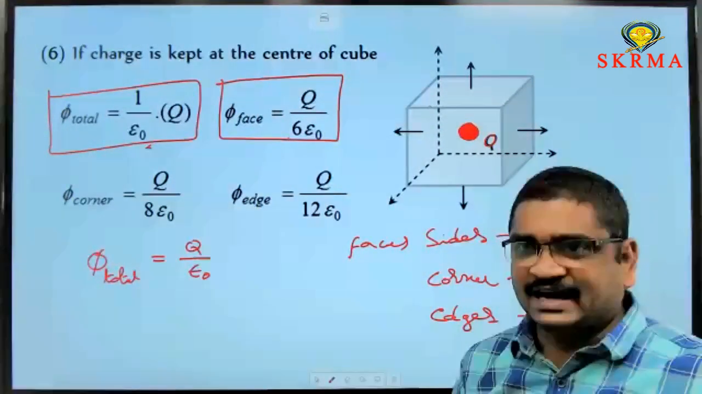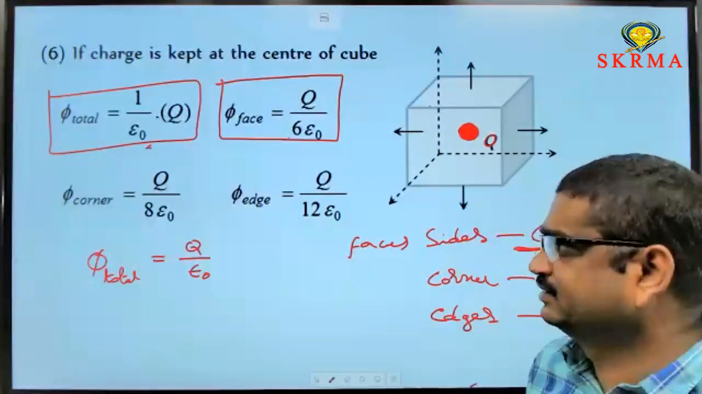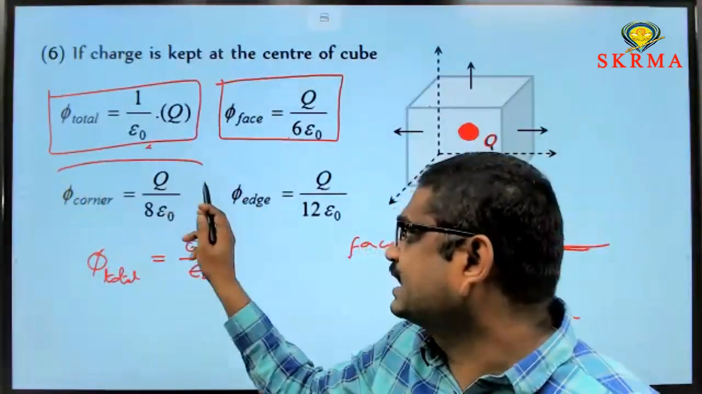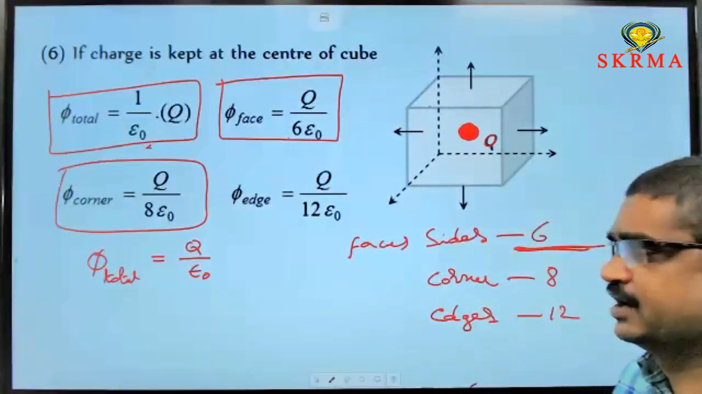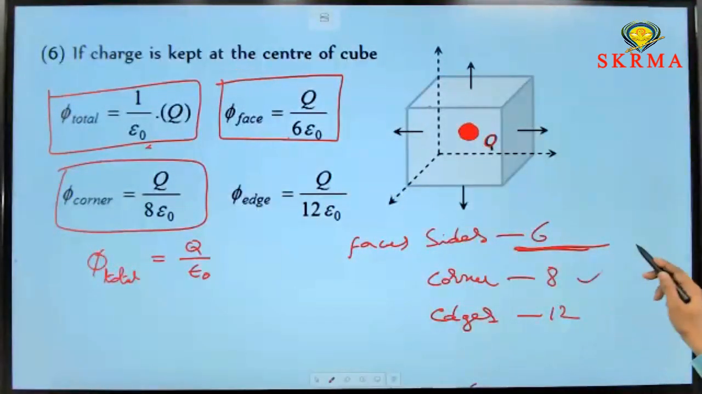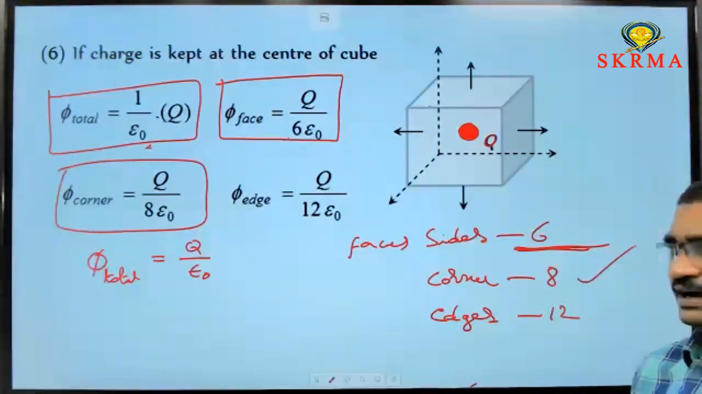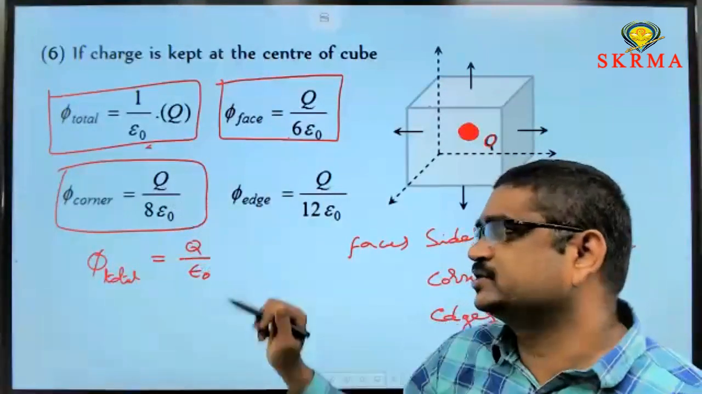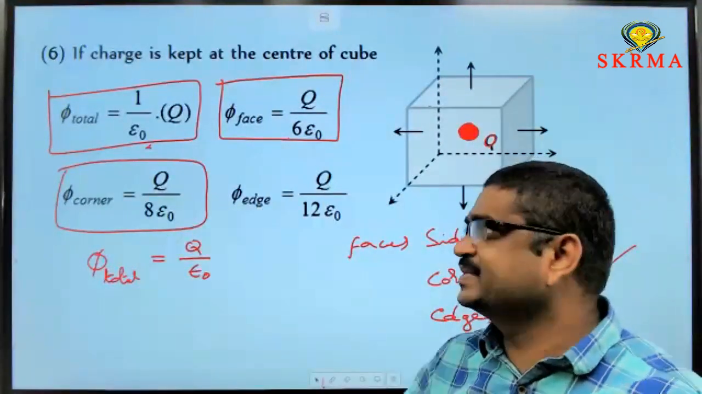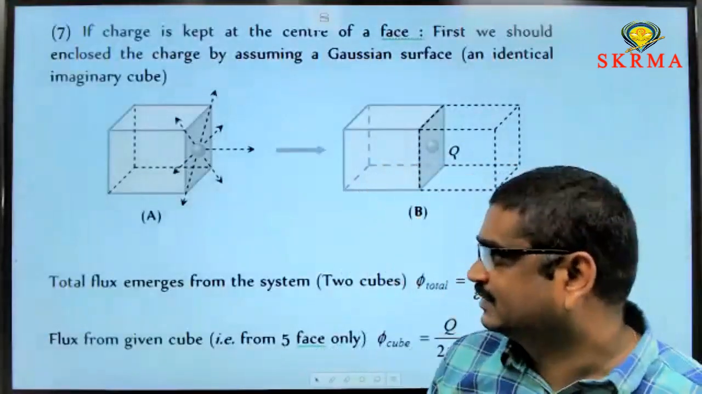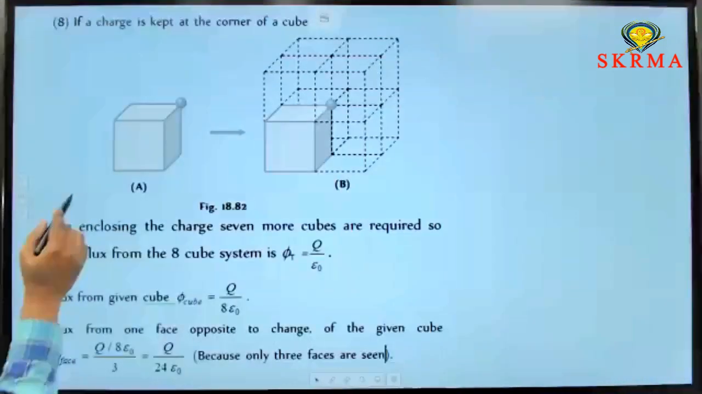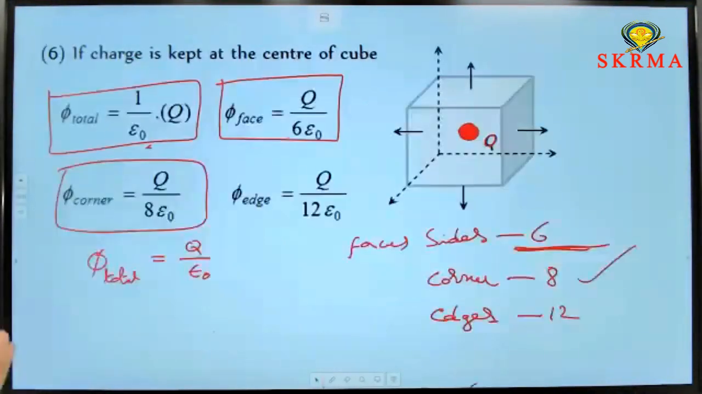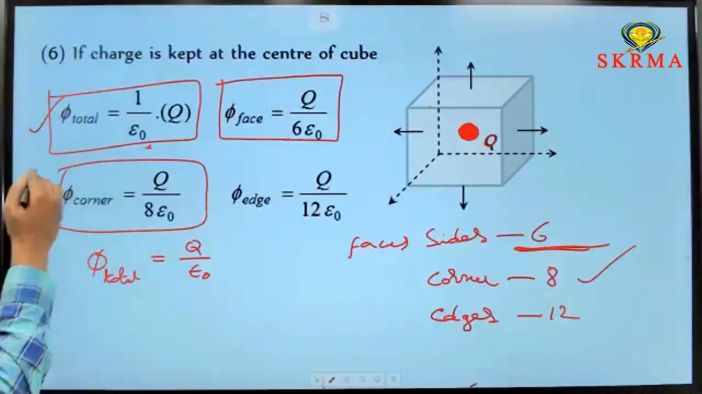Similarly, flux passing through any of the corners is Q by 8 epsilon naught. Because how many corners are there? 8 corners are there. So flux passing through any one of the corners is Q by 8 epsilon naught. Flux passing through all corners means the total flux. So flux passing through one corner means you have to take this one.